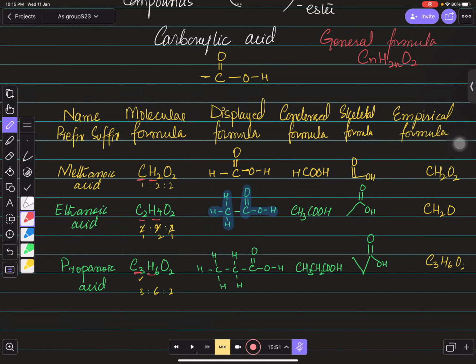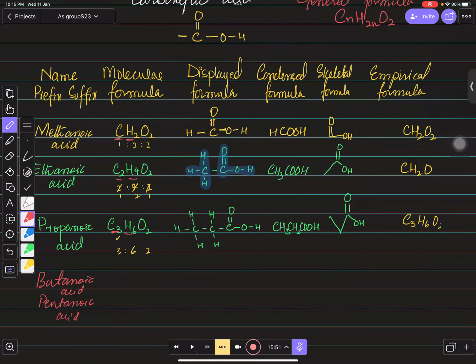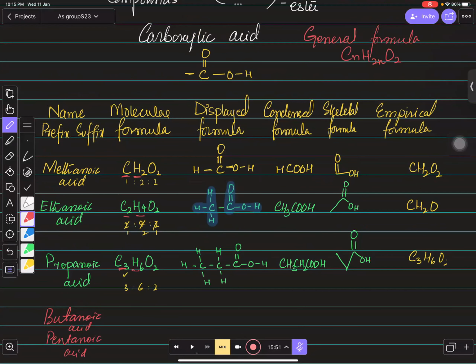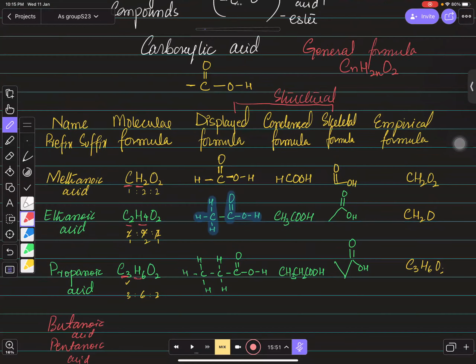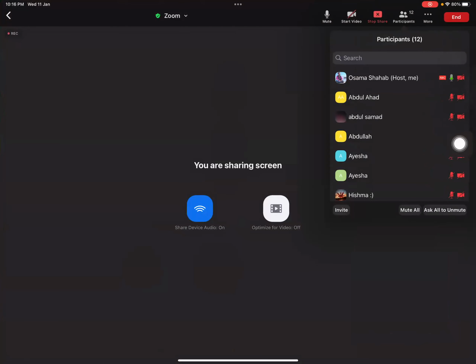Yes. Okay, so do it quickly, bacho, and also show me by drawing butanoic acid and pentanoic acid. You all need to draw every type of formula that I showed you over here: molecular formula, displayed formula, condensed formula, skeletal formula, and empirical formula. And you all know that these 3 are actually all structural formulas, right? So just do it quickly for butanoic acid and pentanoic acid and send me the picture so I can check whether you are doing it right or not.